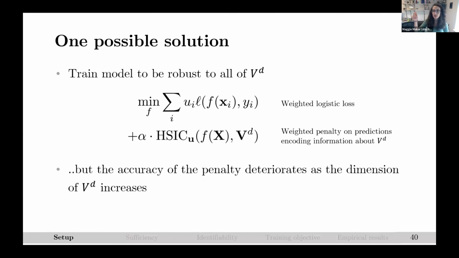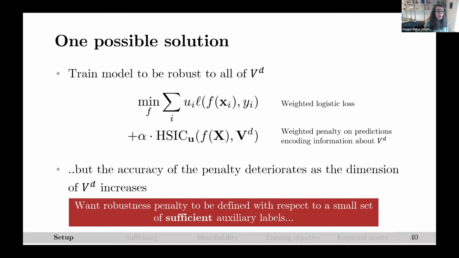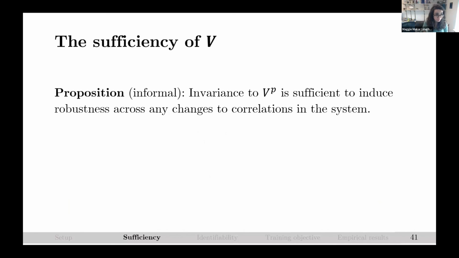The problem with this is that the HSIC penalty's accuracy deteriorates as the dimension of V_D increases. As V_D increases, you might get the penalty telling you that you have no correlation between your predictions and the auxiliary labels, when in fact you do have a correlation. So it can be misleading. Ideally, we want robustness penalties that are defined with respect to a small set of sufficient auxiliary labels.